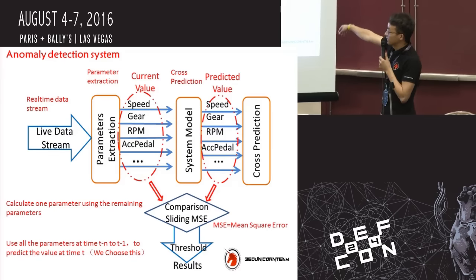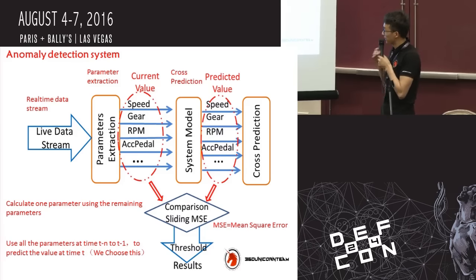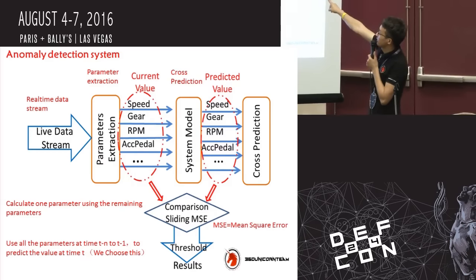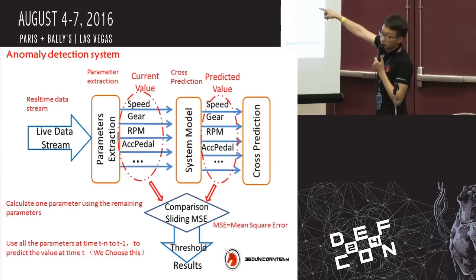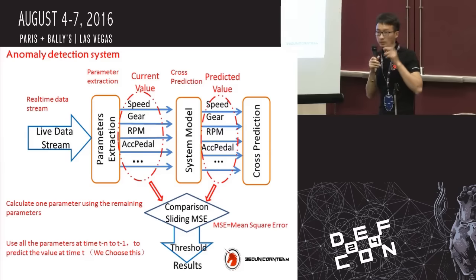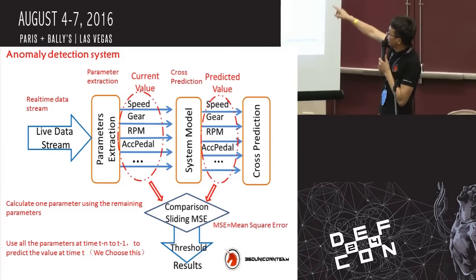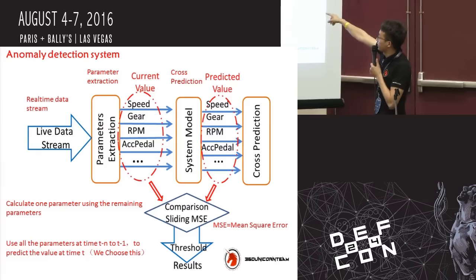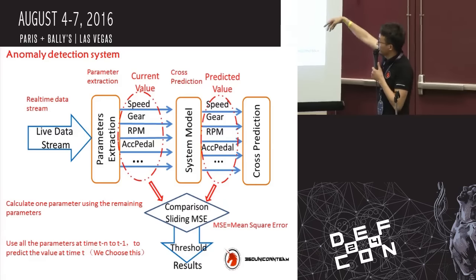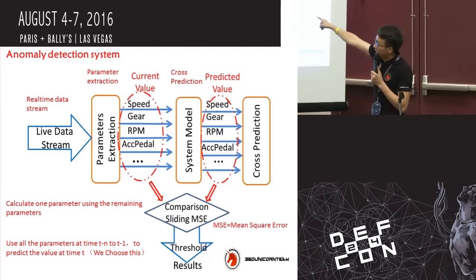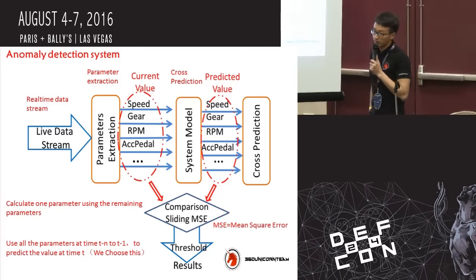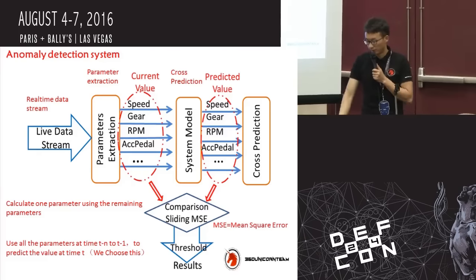So the basic idea is like this. To reduce the error and false positives, you could use cross validation. For example, the attacker is currently spoofing the speed. You use other parameters to calculate the speed, and this is one result you can get. Then you use that speed, whether it is the real speed or the spoofed speed, and other parameters to calculate the current gear. It goes on, and then you calculate RPM based on the rest of the parameters, and then use that to do a kind of polling. So finally, you get a very accurate anomaly detection model.